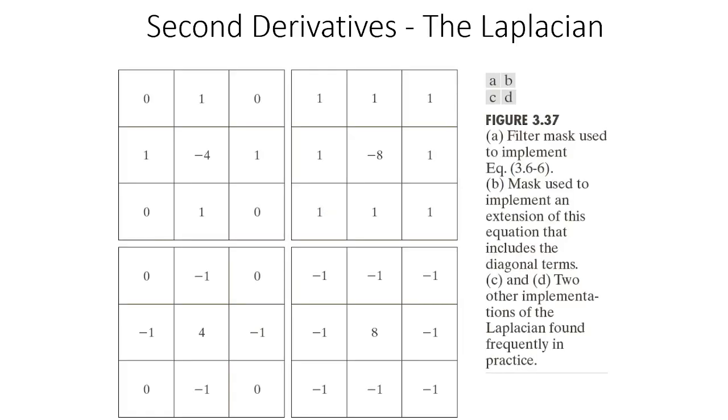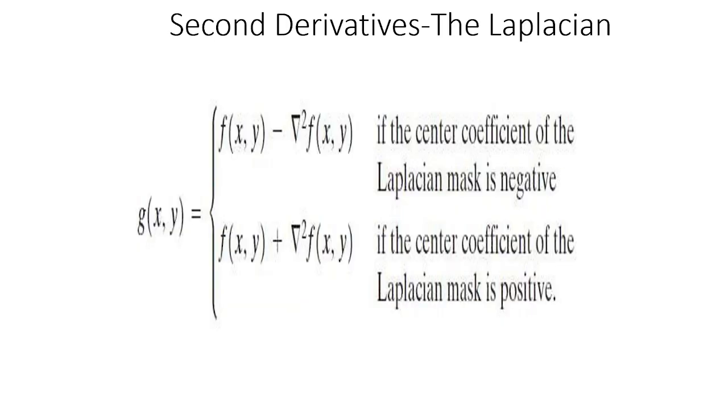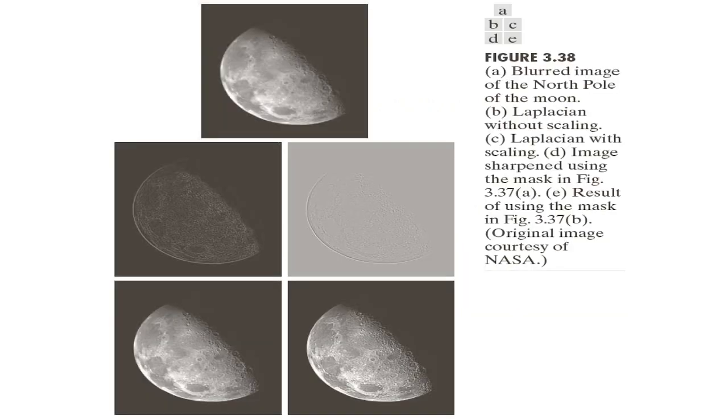So the mask will be like this. In order to have a two times differentiation, the mask will be like this. So it has diagonal terms. These are the masks for diagonal terms, everything, and it can be represented like this. If the center coefficient of the Laplacian mask is negative, then the function will be like this. If it is positive, it is like this.